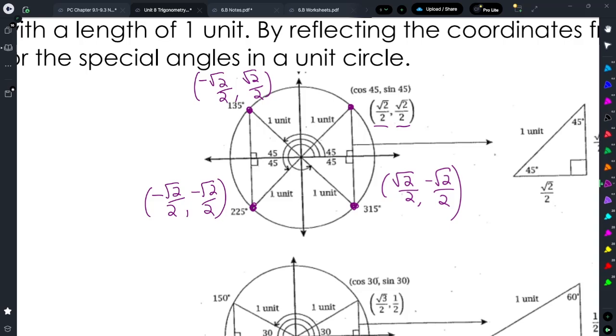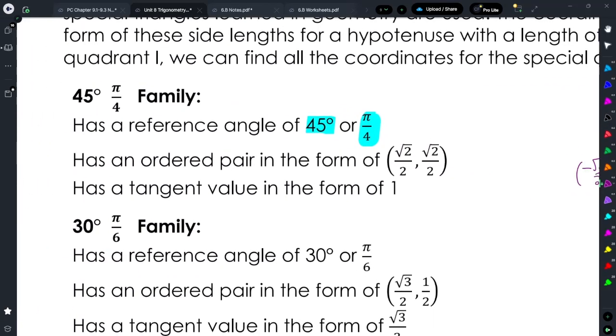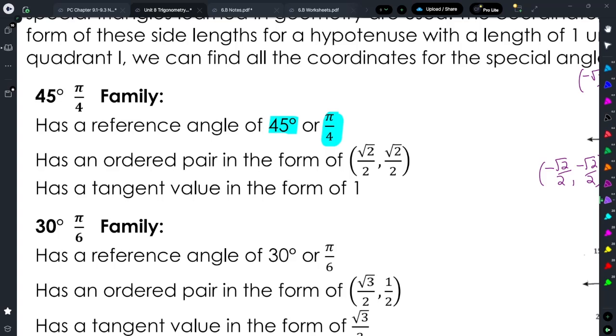So all of the pi over 4 family, or the 45 degree family, has a cosine and sine, or an x and y value of square root of 2 over 2, and then it changes based on the quadrant you're in. And then the tangent is going to be a form of 1. So again, when I say a form of something, that means it's going to be either positive that or negative that. So all of the 45 degree or pi over 4 family is going to have a tangent of either 1 or negative 1.